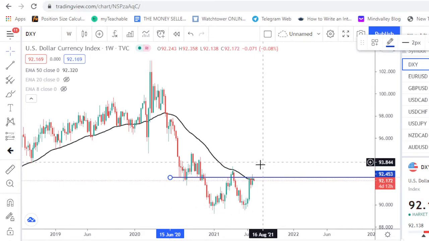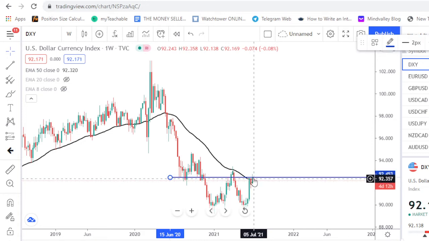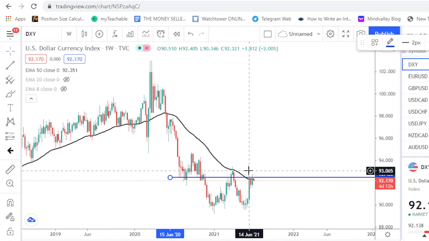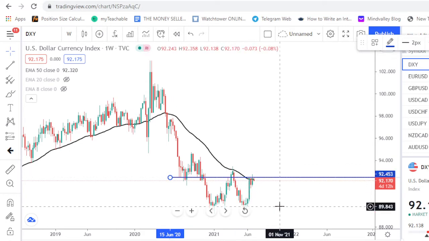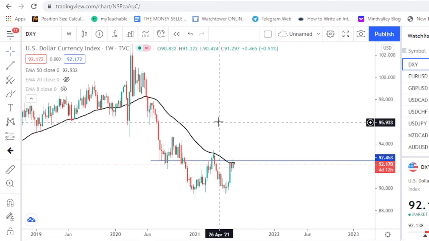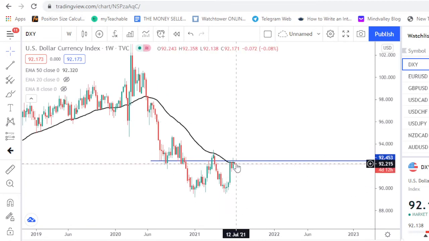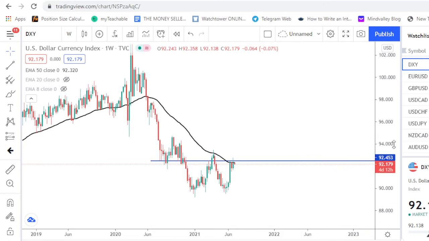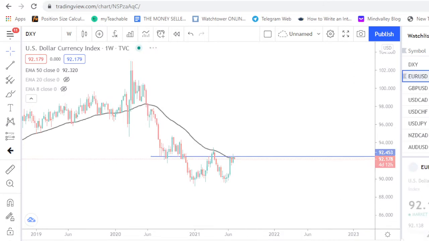If it pushes and closes above this mini resistance that was formed, then we will assume that the US dollar has become stronger, and that way we will have an idea of how to trade other currency pairs that have US dollar in them. However, if it begins to push down from where it is right now, that would indicate weakness on the US dollar, and that will also have an effect on the currency pairs that we may be trading.